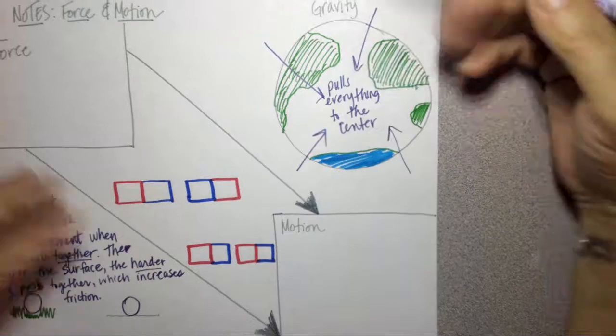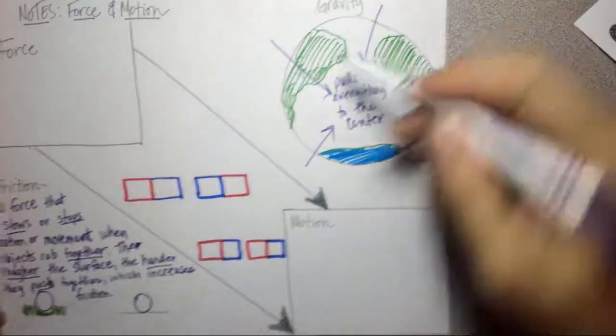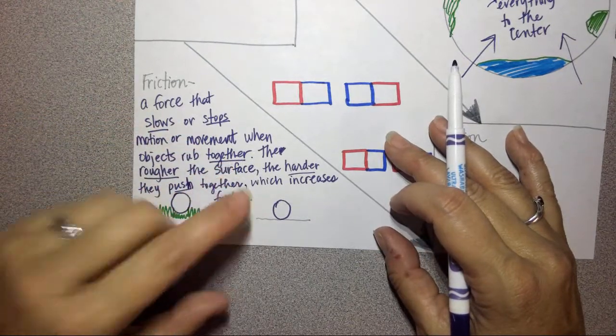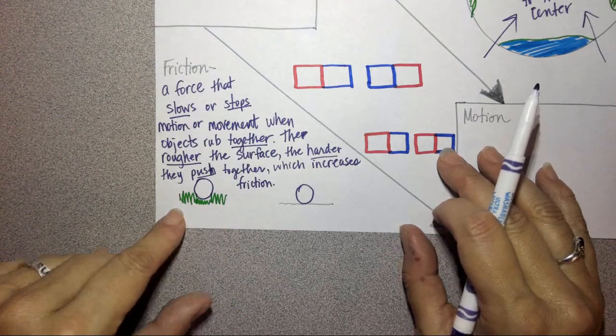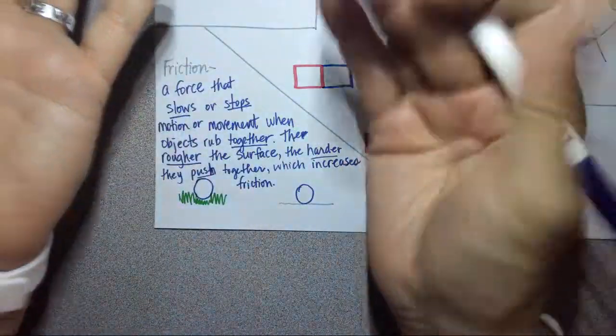Okay, so we have gravity that pulls everything to the center. So gravity is a force that pulls, right? And friction is a force that slows or stops because of things rubbing together. So like when you rub your hands together, that's friction between your hands, okay? Your hands like this rub together pretty fast, but when you have a pair of gloves on, they rub a little bit slower, right?